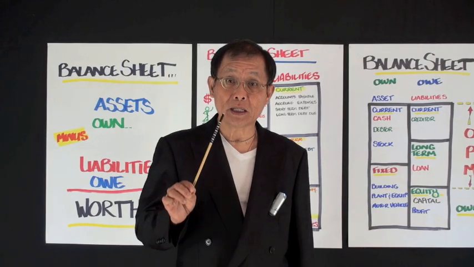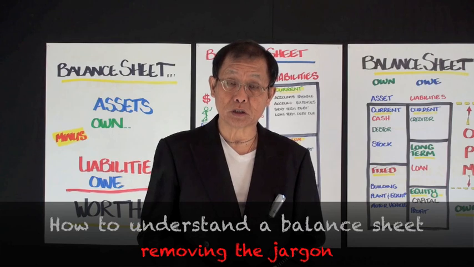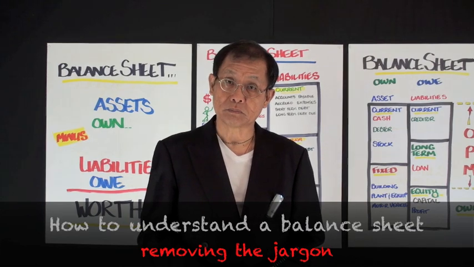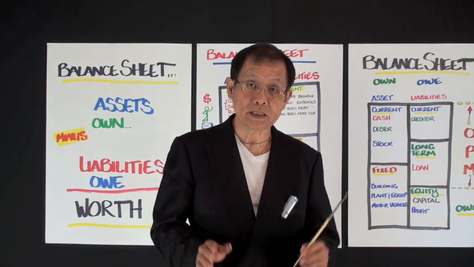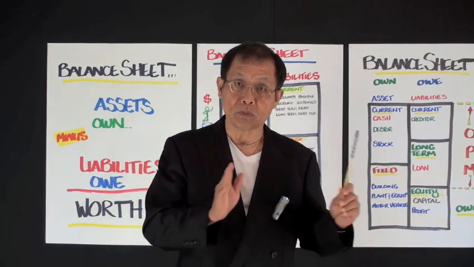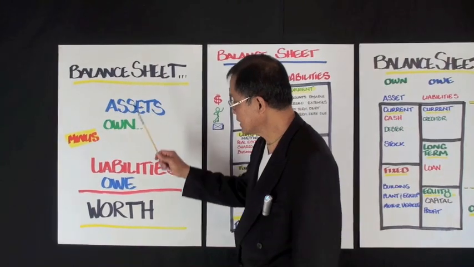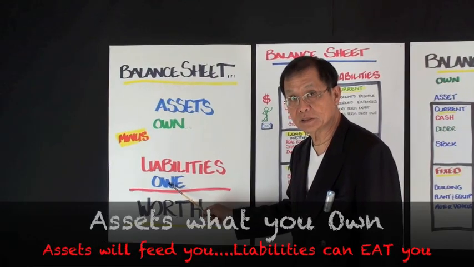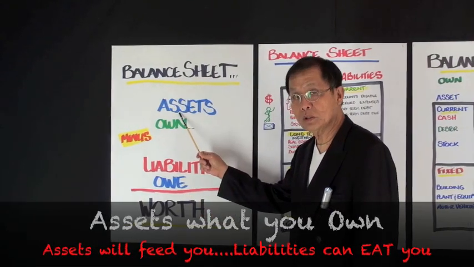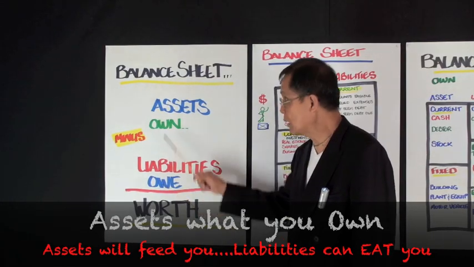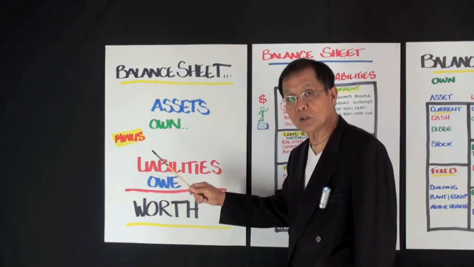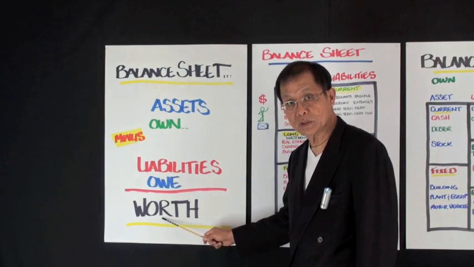Okay, let's take a look at the balance sheet of a published account and understand the jargon that is used there. Basically, they are all the same. We have assets and liabilities. Asset is what you own, liability is what the business owes. Asset minus liability equals what it is worth.